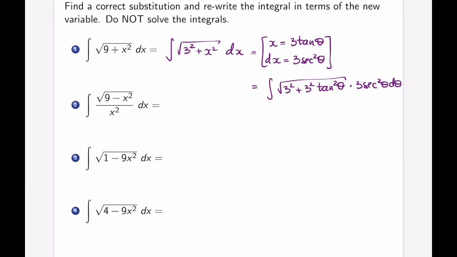d theta. Whoops, I forgot my d theta yesterday. Shame on me here. There we go. You can't have an integral without the d, without the differential.